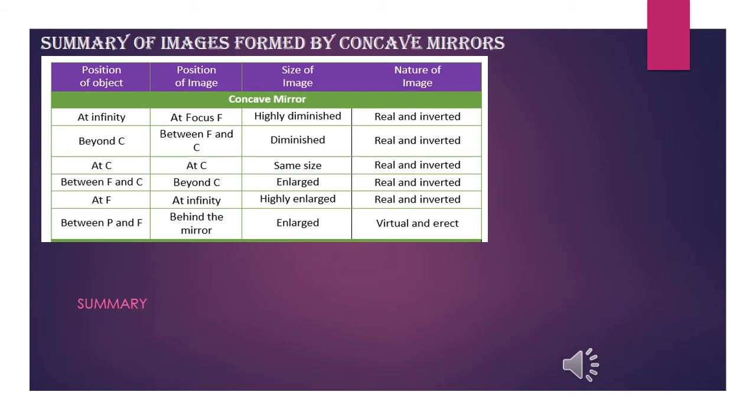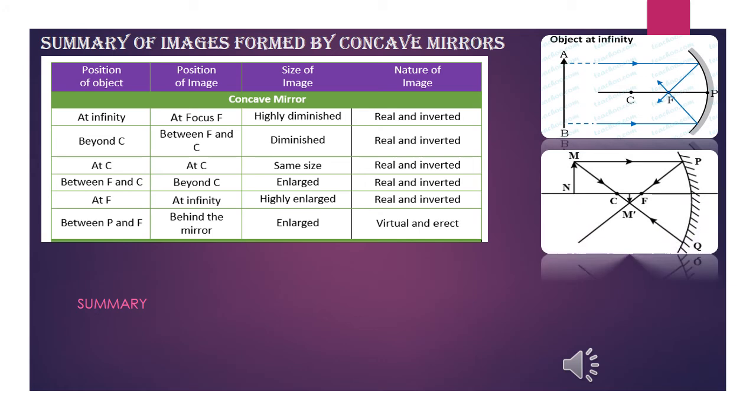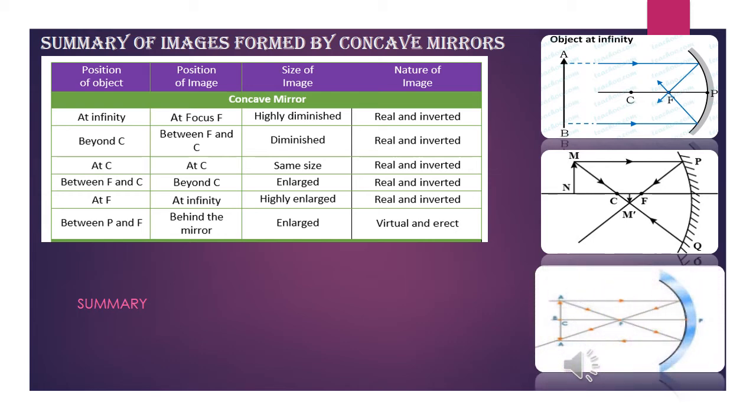Let us summarize the images formed by concave mirrors. When the object is kept at infinity, the image is at focus, point-sized or highly diminished, real and inverted. When the object is beyond C, the image is between F and C, diminished, real and inverted. When the object is at C, the image is at C, the same size as the object, and it is real and inverted.